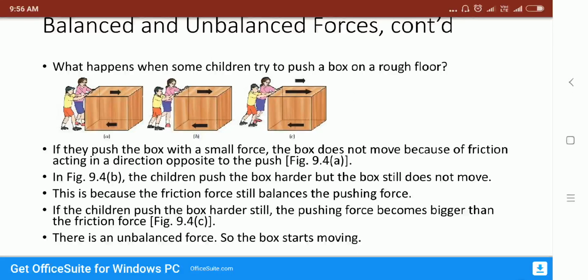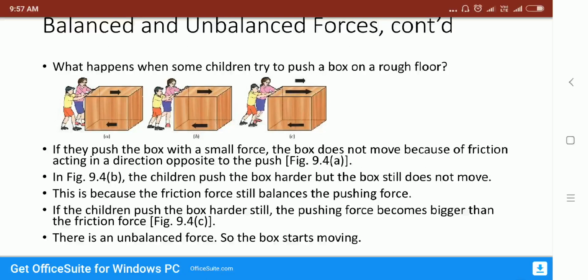Now initially, if children are pushing the box with a small force, the box is not moving. What does it mean? Frictional force is higher than the pushing force, so the box is not moving further. Now if more force is given by the children, even though the box is not moving, again we can say that the given pushing force is lower than the frictional force. Still, frictional force is higher.